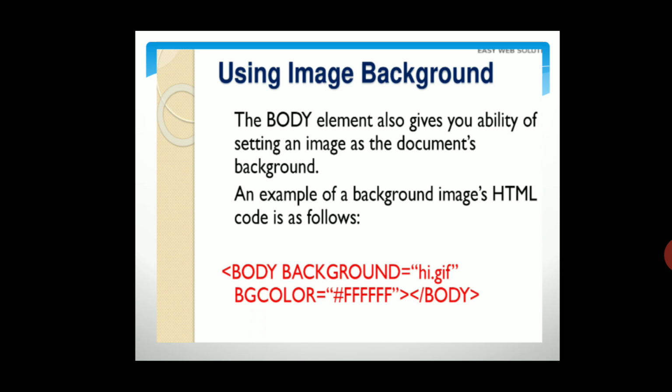Now, image background. If you want to insert a background image, you have to write body background equals hi.gif. This means if you want to insert any image, you have to copy the location of that image, all of it, where it is: on the desktop, your folder name, your picture name. You can copy the path location by right-clicking and opening the properties menu, and then paste it here. Okay, bgcolor like this.